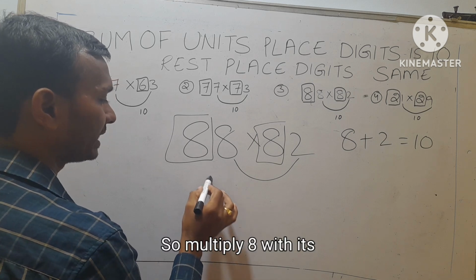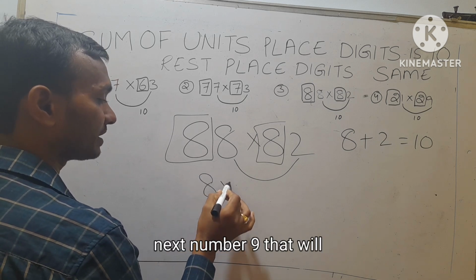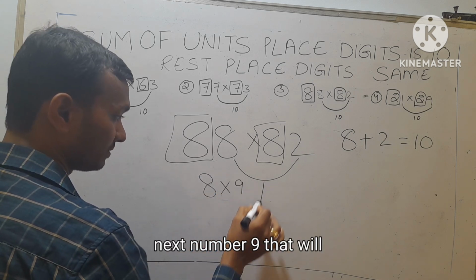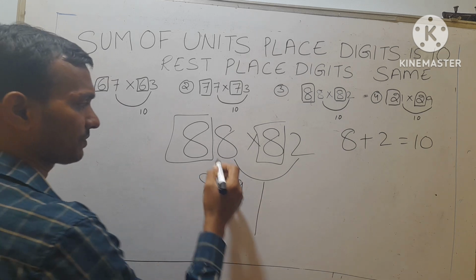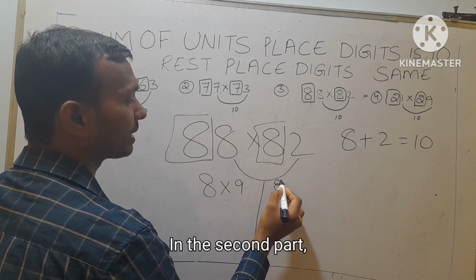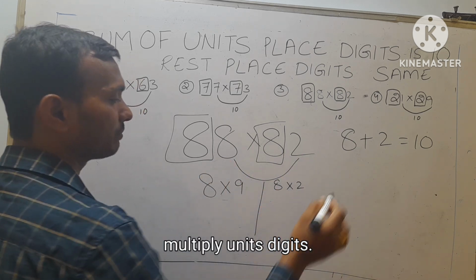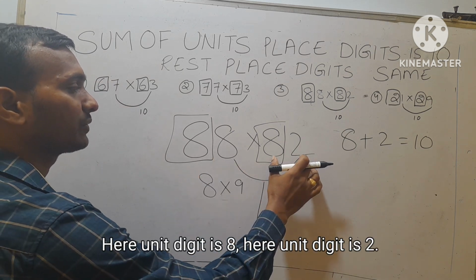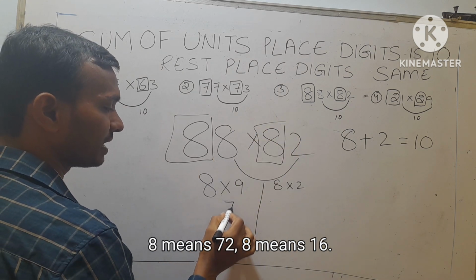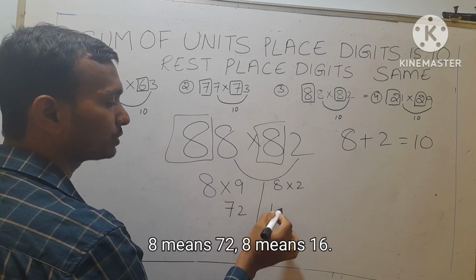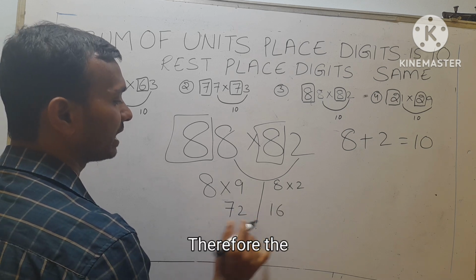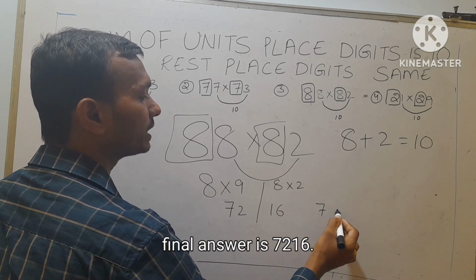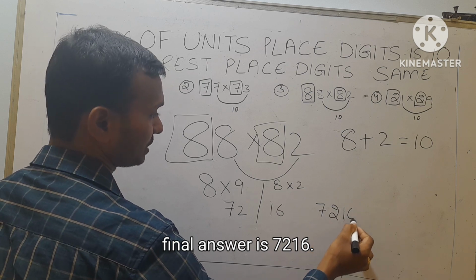So multiply 8 with its next number 9. That will give you the first part of the answer. In the second part, multiply the units digits. Here the units digit is 8, here the units digit is 2. 8 9s are 72. 8 2s are 16. Therefore, the final answer is 7216.